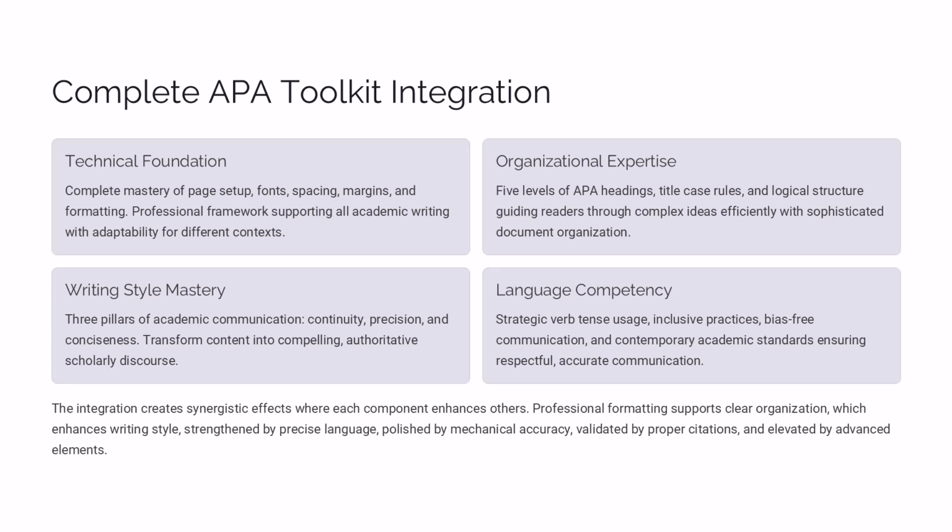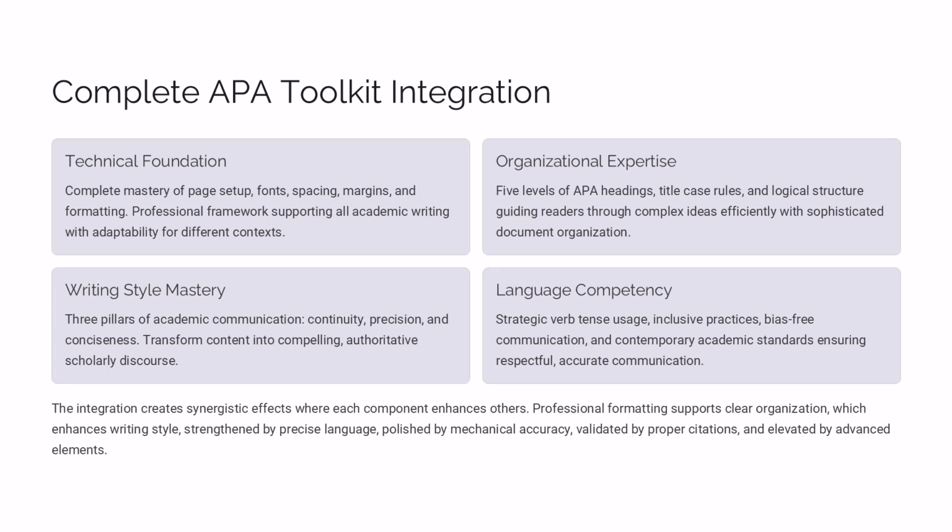Your organizational expertise encompasses the 5 levels of APA headings, title case, capitalization rules, and logical paper structure that guides readers through complex ideas efficiently. You can create heading hierarchies that enhance accessibility and demonstrate sophisticated understanding of document organization.